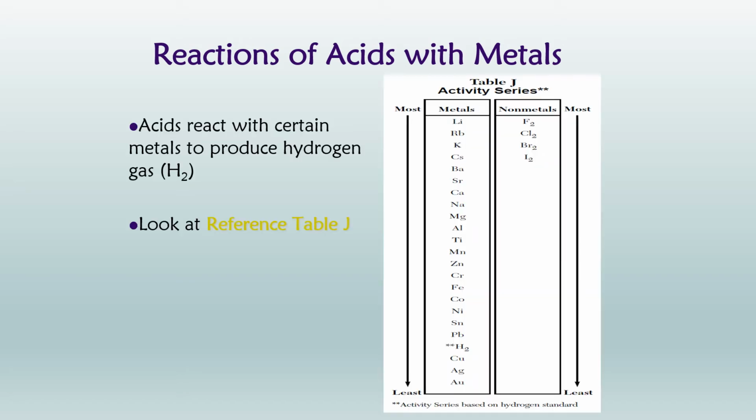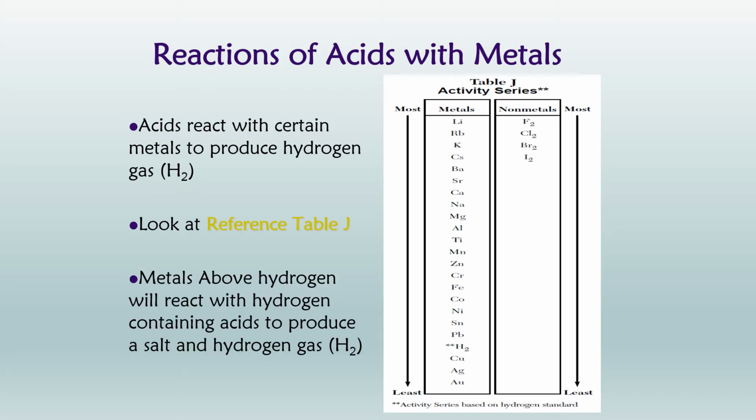For example, if you look at your reference table J, which is about the activity series, all of the metals that we see above the hydrogen, so above that H2, all of them have the tendency to react with any acid that contains hydrogen and produce hydrogen gas.